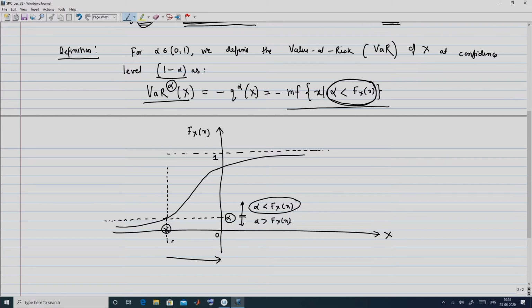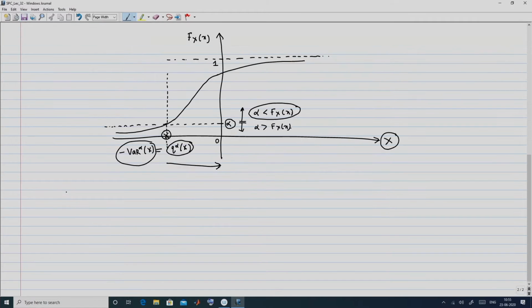And what is this? This by definition is q alpha of x, and from here you see that q alpha of x is nothing but minus VaR of x. So essentially what you need to do is that we look at that cumulative distribution of x, and then we identify what is q alpha of x, and that is the same as minus VaR alpha of x. Okay, so now let us observe.